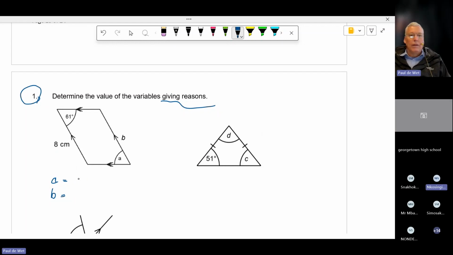Sixty-one. Okay. Why? Okay, opposite angles of a parallelogram. Well done. I also got a correct answer from someone online. Well done. And then let's go to someone else.